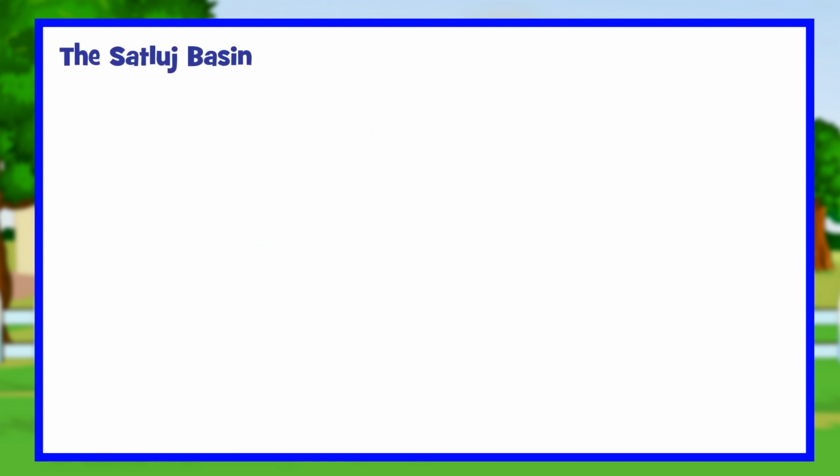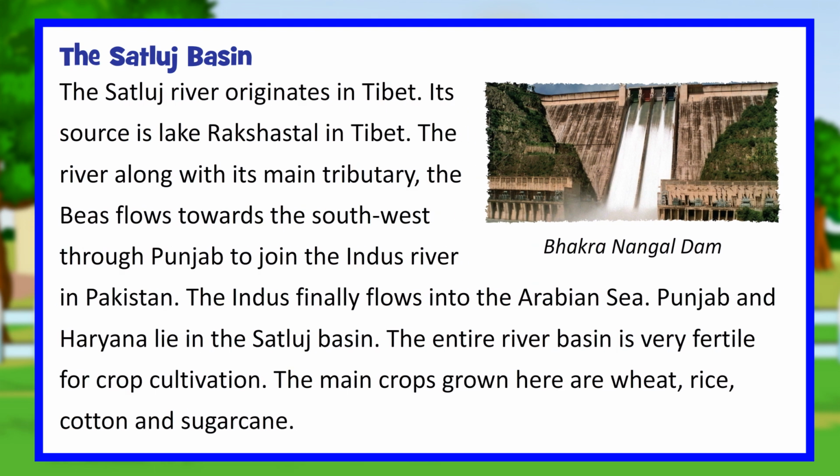The Satluj Basin. The Satluj River originates in Tibet. Its source is Lake Rakshastal in Tibet. The river along with its main tributary, the Beas, flows towards the southwest through Punjab to join the Indus River in Pakistan. The Indus finally flows into the Arabian Sea. Punjab and Haryana lie in the Satluj Basin.